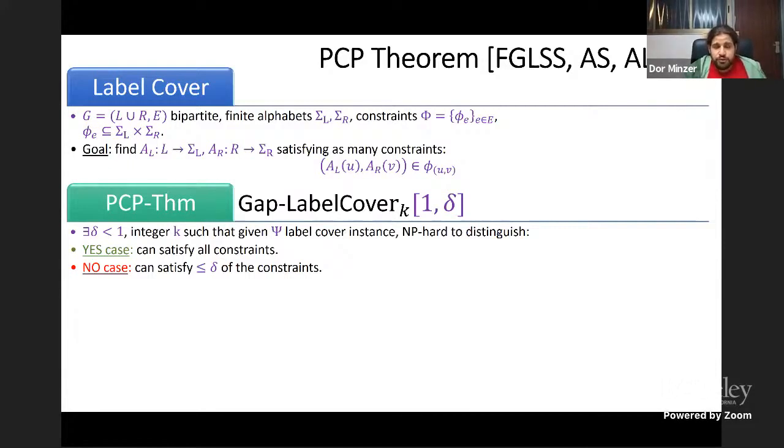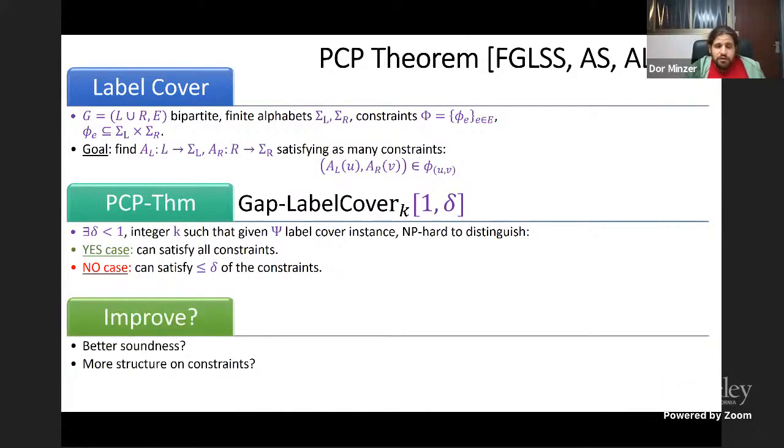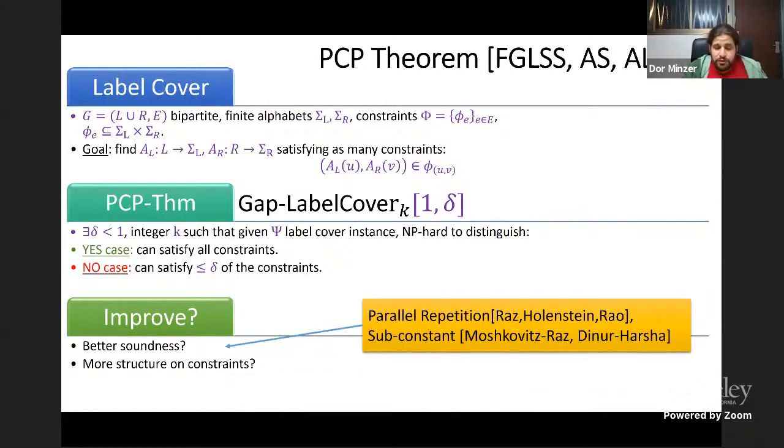So people look for stronger versions of this theorem, and there are 2 main avenues for that. First of all, you can ask to improve soundness. You can ask to reduce this delta. And this is something that I'm not going to talk about at all. If you heard the name parallel repetition theorem, this is what it's all about, and it's very useful, but not for this talk. This talk is more about the second point, which is obtaining more strict structure on the constraints of the problem. So this is this talk.